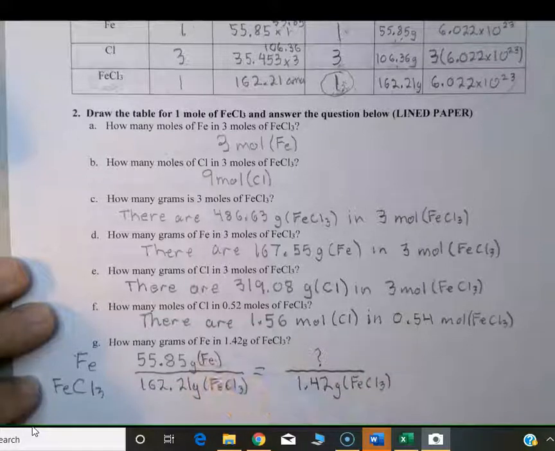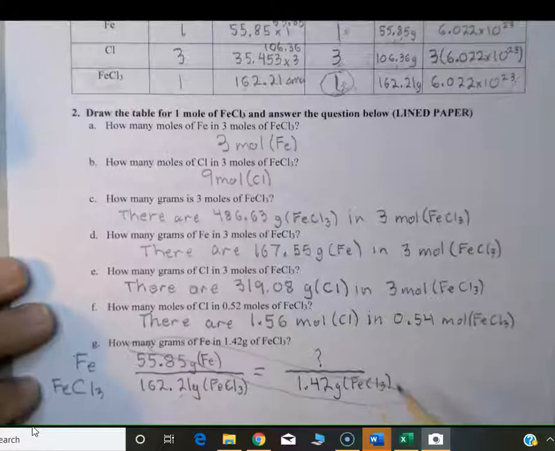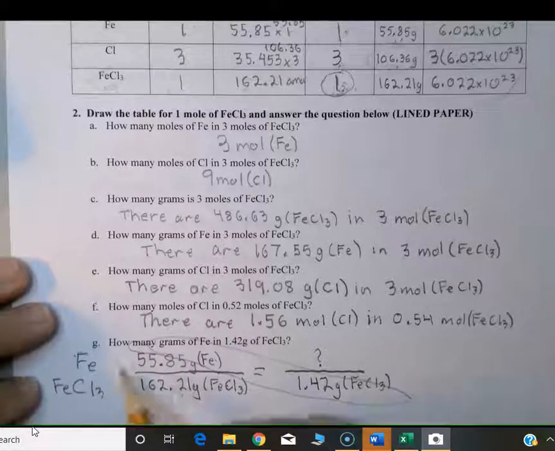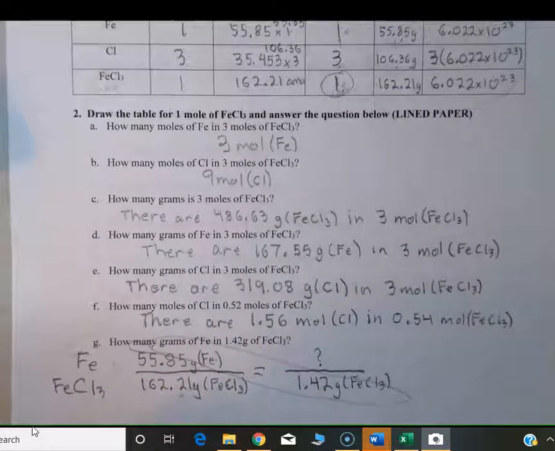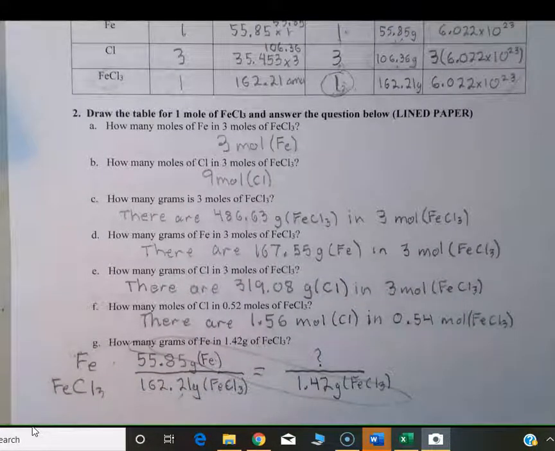So what you do is cross multiply and divide. You cross multiply these two, and then you divide by this one. Or if you just like the algebra principle, you multiply both sides by 1.42. It cancels on this side, and your question mark is left by itself. Either way, it gives you the same math. So we have 55.85 times 1.42 divided by 162.21.